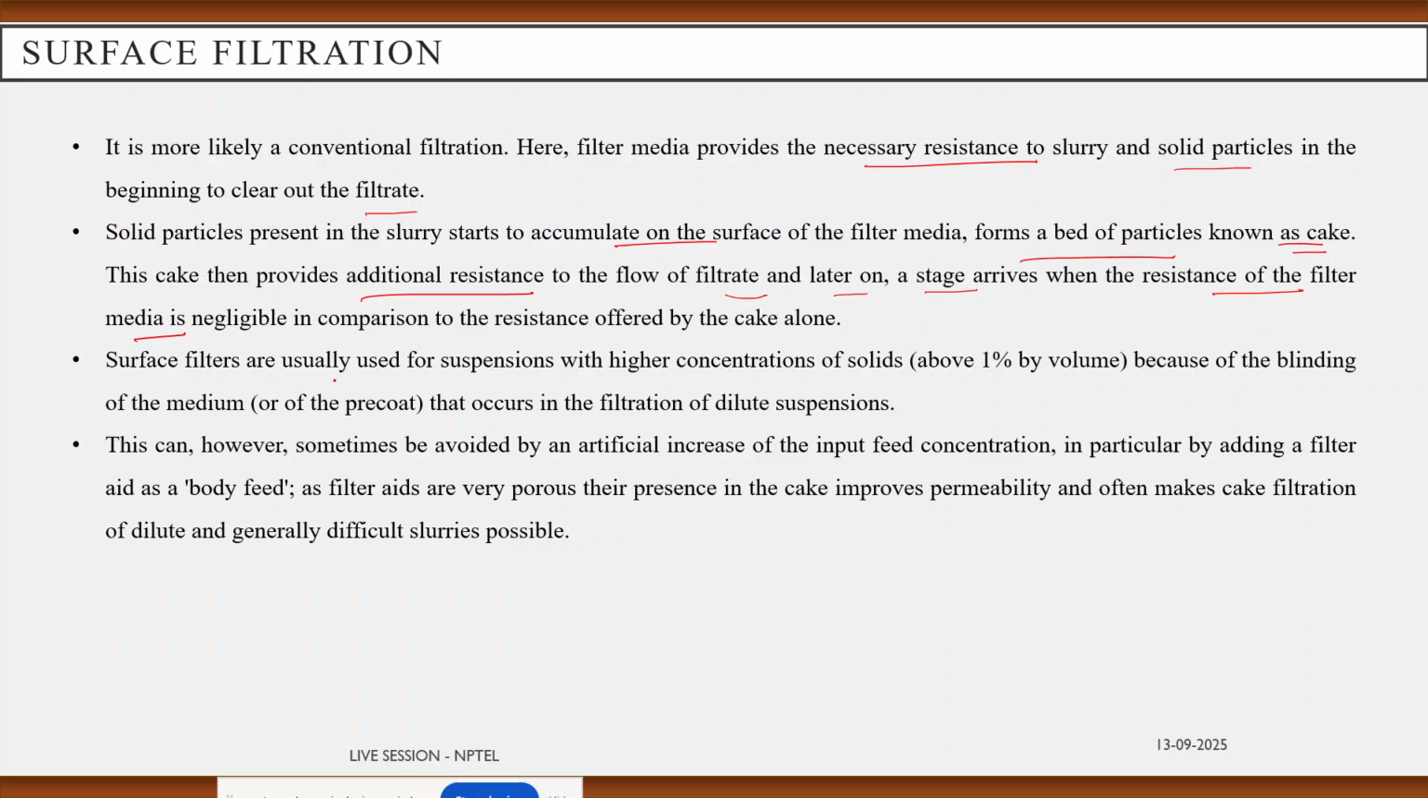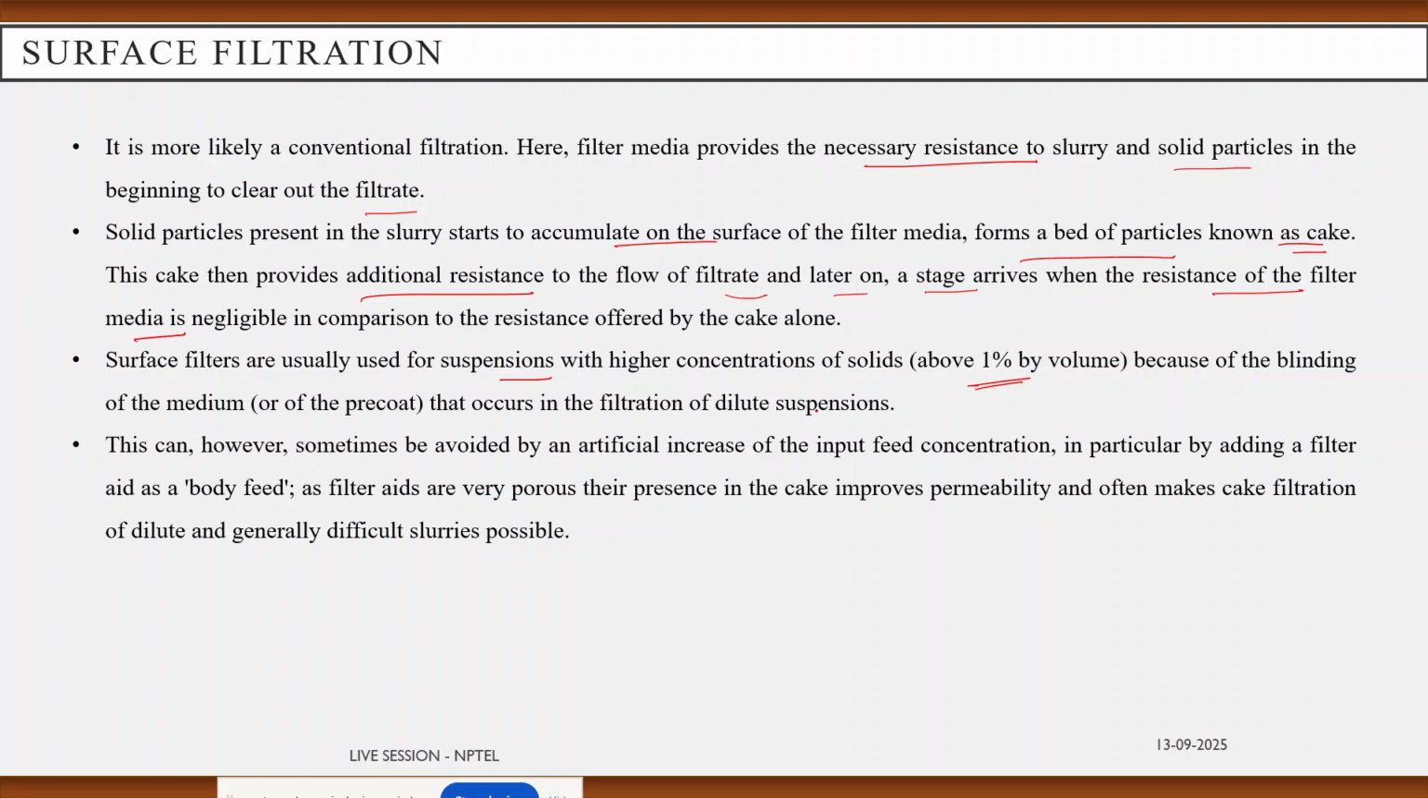Now, surface filters are usually used for suspensions having very high concentrations of solids, that is above 1% solid concentration by volume, because of the blinding of the medium. So we want to prevent the blinding of the filter medium. So we maintain a very high solid concentration so that the solid particles form a layer onto the surface of the filter medium.